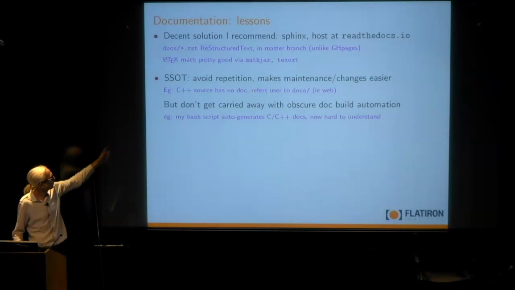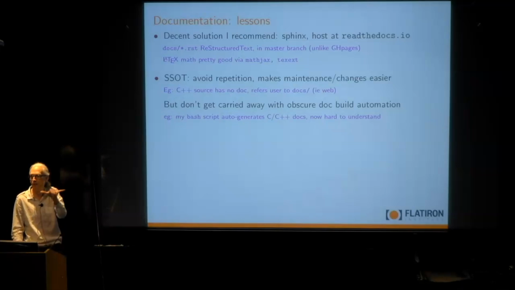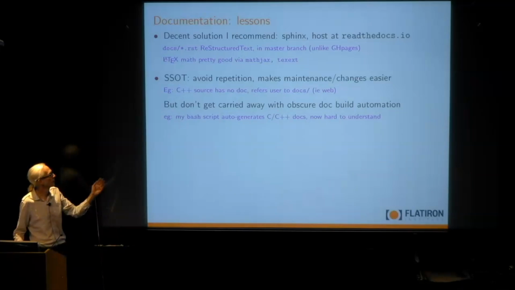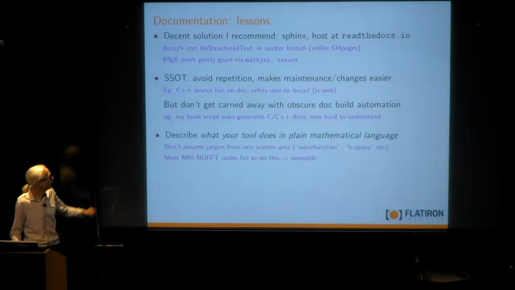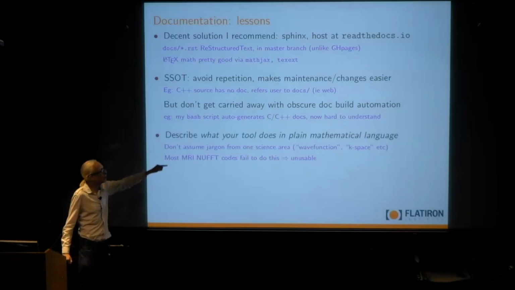Don't get carried away with trying to automate everything, though. It's a trade-off. I cannot now understand the bash script that auto-generates some of these docs because I wanted to save writing a description of the tolerance parameter 36 times. But now I don't understand how that code works if I want to change it. So, okay.